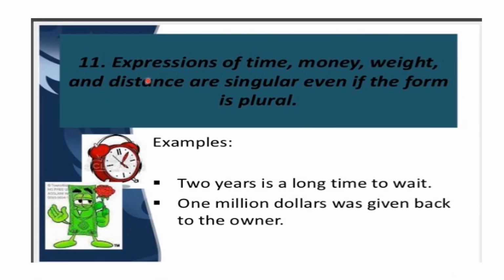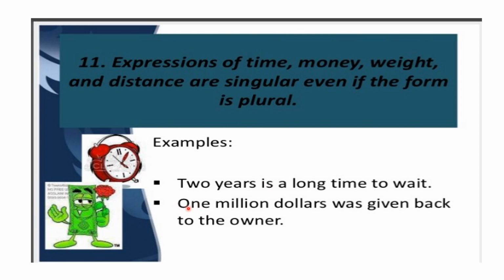The 11th rule: expressions of time, money, weight, and distance are singular even if the form is plural. Look at the following examples. The first sentence: 2 years is a long time to wait. You see you have used the singular verb is. Though you may think the form is plural, here it is years, this expression of time, 2 years is a long time to wait. You will use the singular verb.